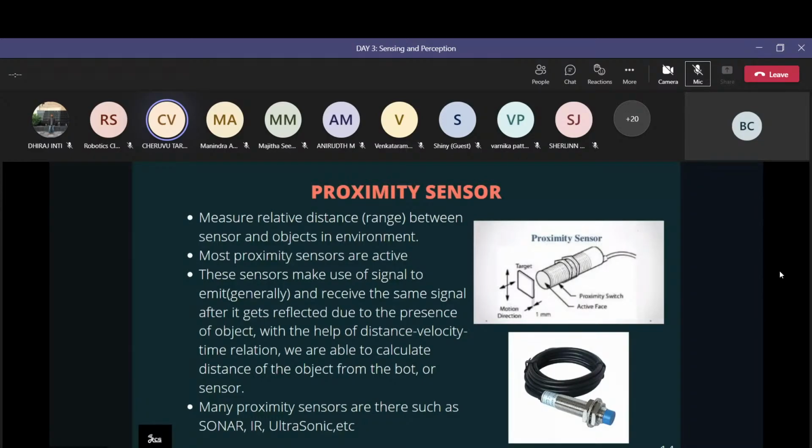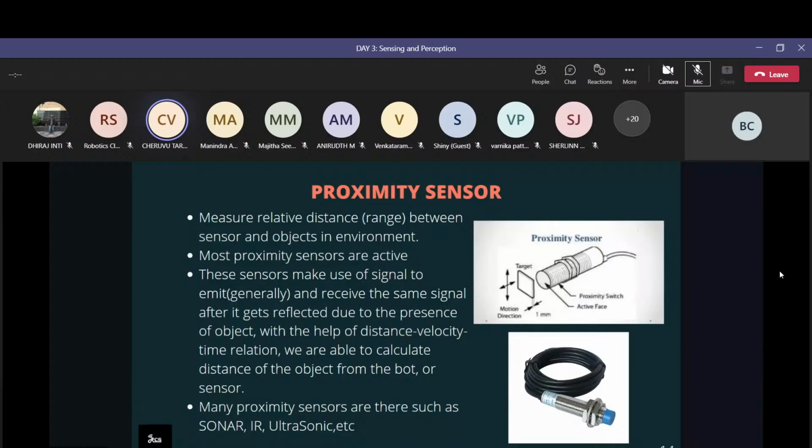Most proximity sensors are active, in the sense they will emit. If it has to detect something coming towards it, it has to emit something towards the object. The rays will hit the object and get reflected back. When they reflect back, the proximity sensor will identify those reflected rays, and thereby it will judge the distance, depending upon the reflecting time, distance, and velocity. The proximity sensor will calculate the distance of the object from the sensor, and if it is within its range, it will open the door, as in the case of our shopping mall example.